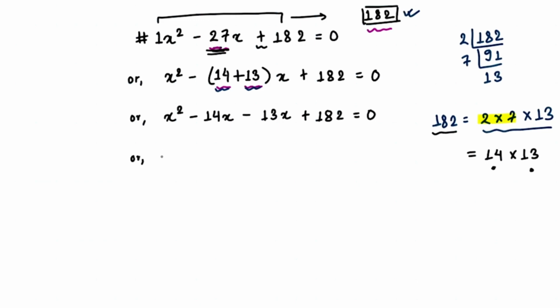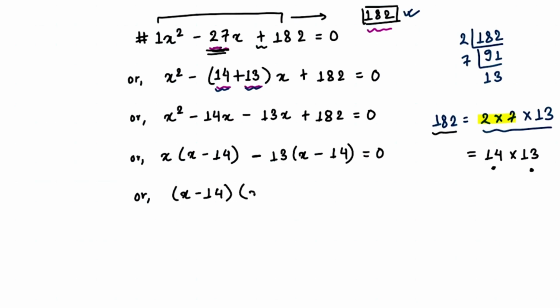Now again, we take common of the first two terms. We can take x as common and we have x minus 14 here. Minus, we can take 13 common over here and we have x. Now we have minus in front, so this plus is going to change into minus, and 13 times 14 is 182, equals to 0. Now what we can do is we can take x minus 14 as common over here. And then we have x minus 13 left equals to 0.